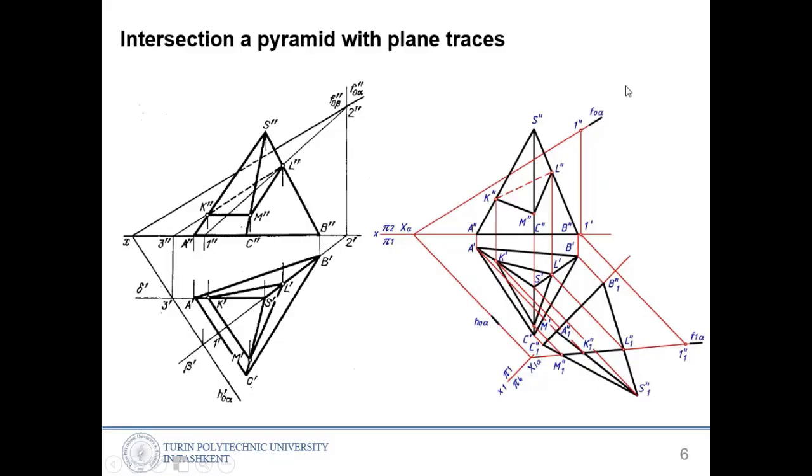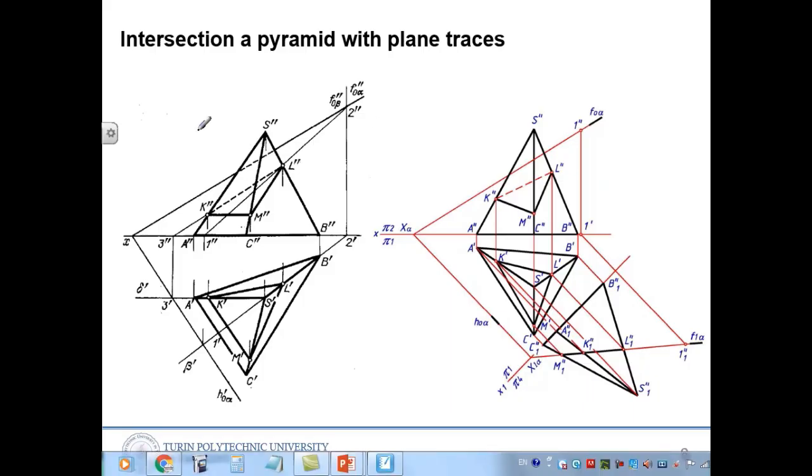There is another example giving us the intersection of a pyramid with plane traces. So the plane traces are given. This one is the front trace, and that is the trace from the top view. So how does it cut the triangular pyramid? It's a 3-side pyramid.